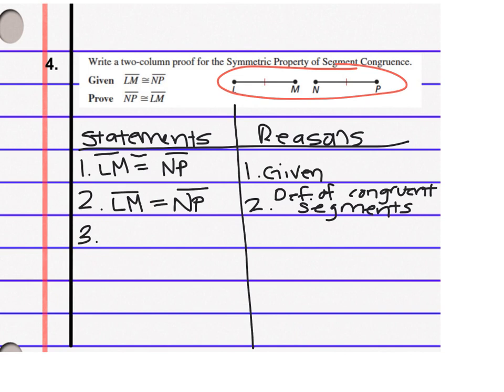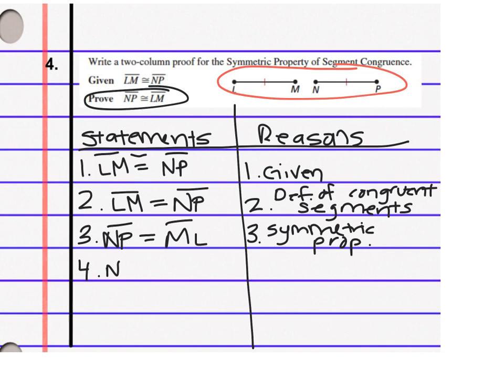Okay, number 3. I'm going to change the order. NP is equal to ML. So if we're changing the order, that is the symmetric property. And lastly, I'm going to end always with what they're asking me to prove. NP is congruent to LM. And what's our reason? Just like line 2, definition of congruent segments.